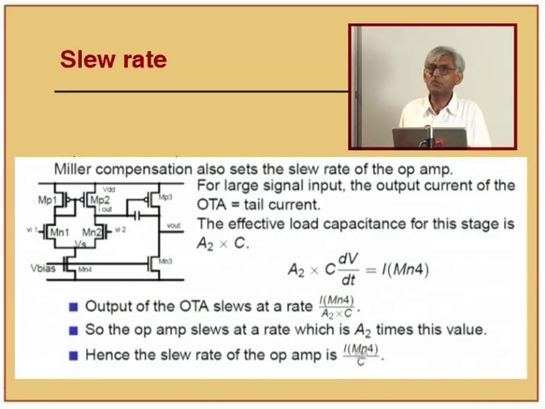Right? So, therefore, the final slew rate of our op amp is controlled by the bias of the first stage and this compensation capacitor that we have put there. Okay? Now, we are ready to design our first op amp. These are our design equations. This is just a compilation of what we have derived up to now.